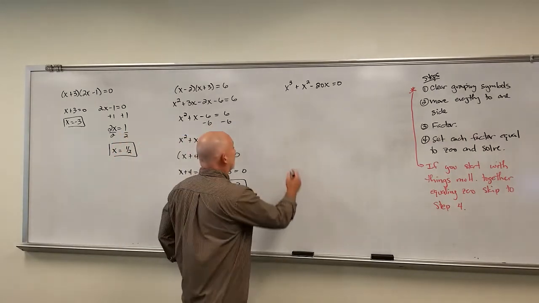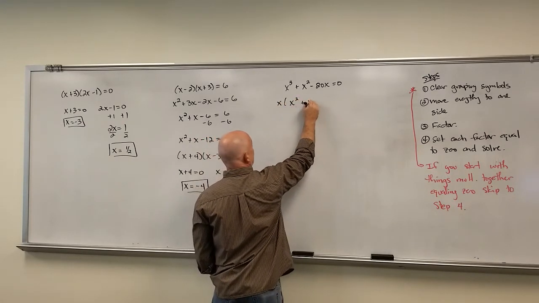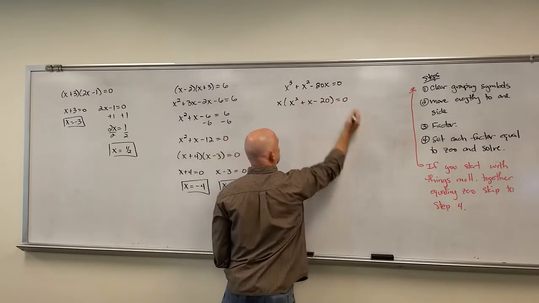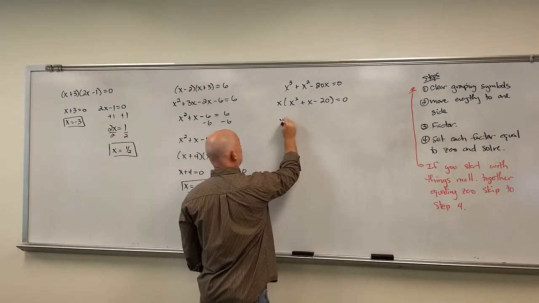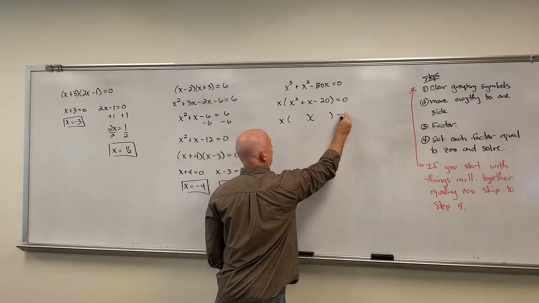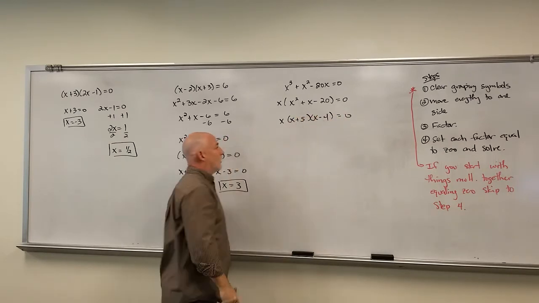So the first step in factoring was greatest common factor. They all have an x, so I can factor out an x. I'm left with x times x squared plus x minus 20 is equal to 0. All right, inside the parentheses, that'll factor some more. We can do that shortcut inside there again. That's going to be x plus 5, x minus 4.